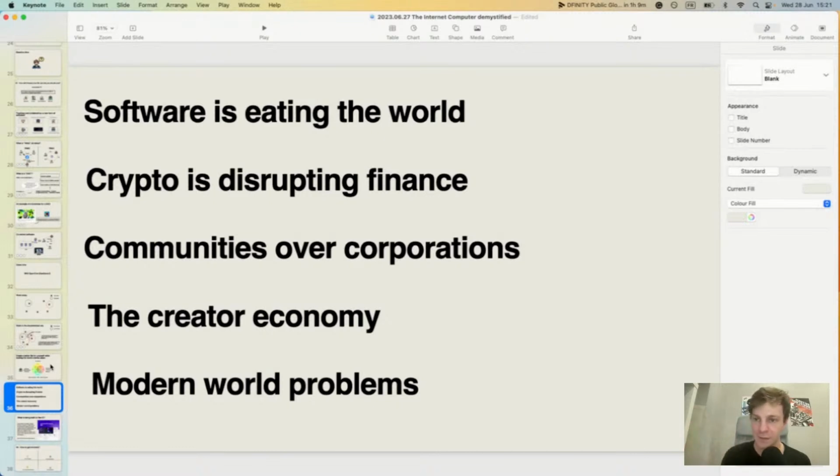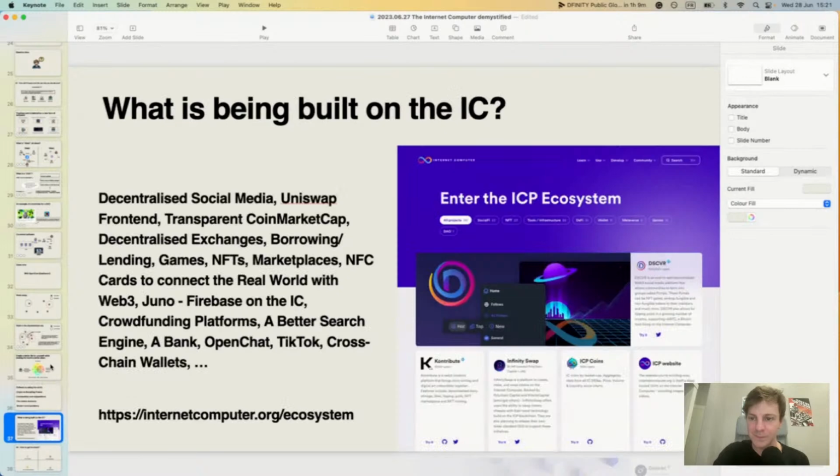And I think if you bring all of this together, it leads to one solution, which is the Internet Computer and a completely decentralized digital economy. So what does it mean in terms of building and missing pieces? It means decentralized social media.